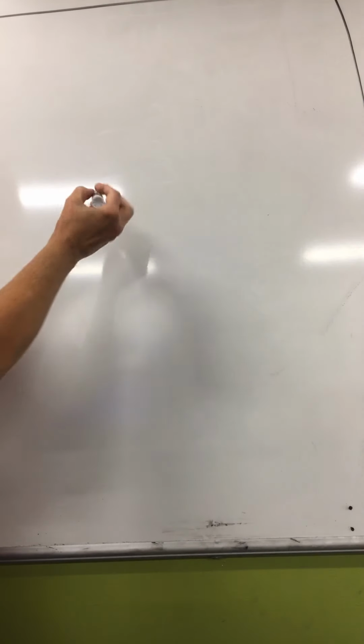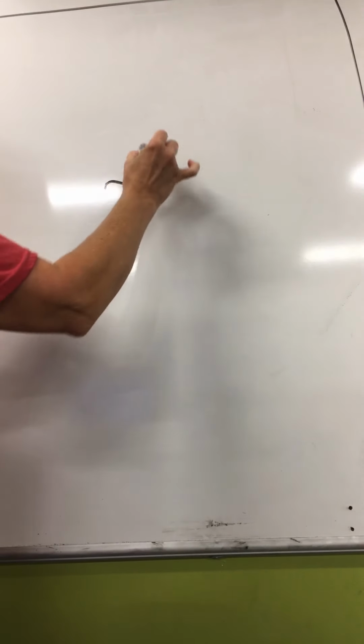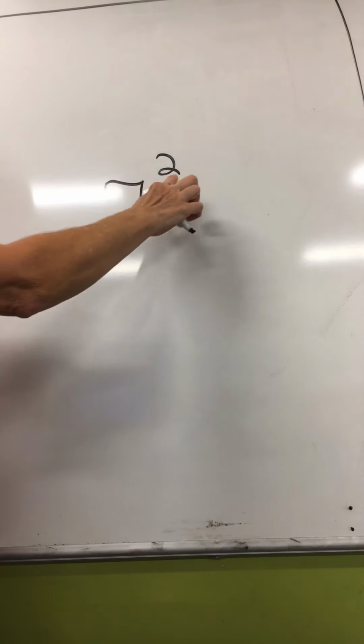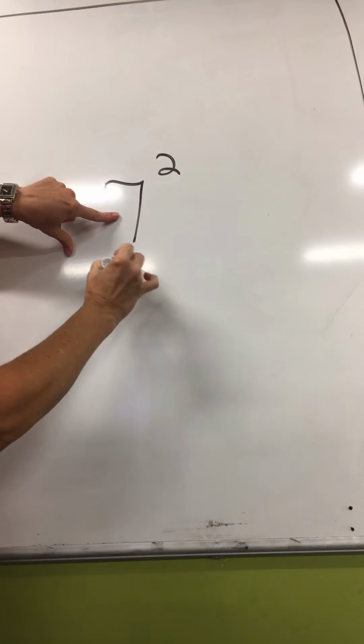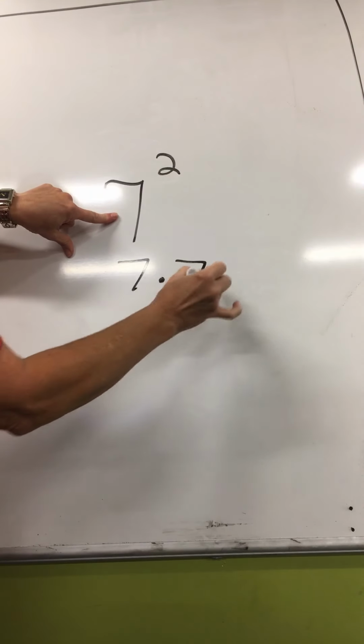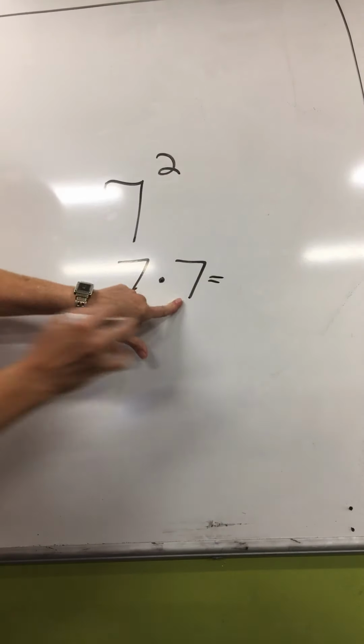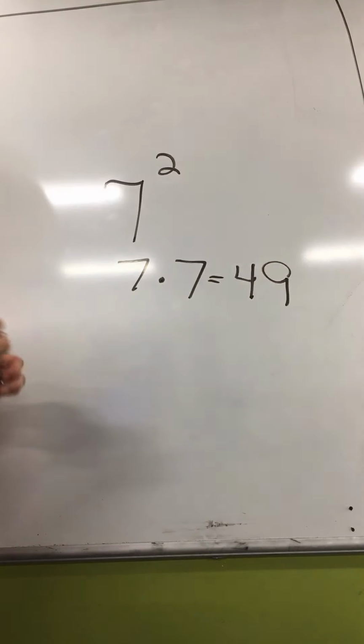Let's say 7 to the second power. That means 2 7s multiplied together. So I'm going to write 2 7s, and I'm going to multiply. 7 times 7 is 49.